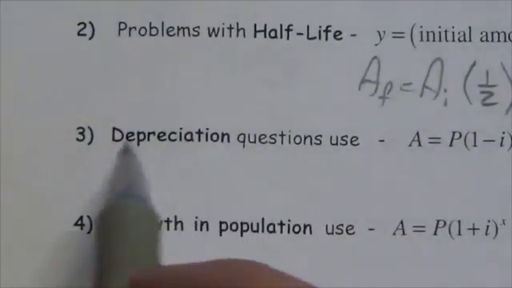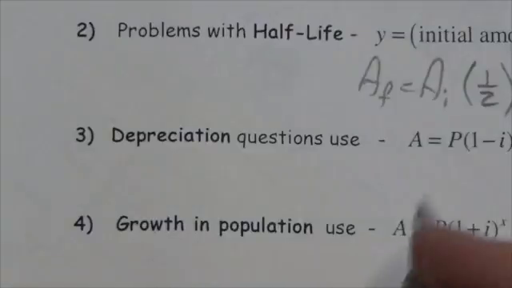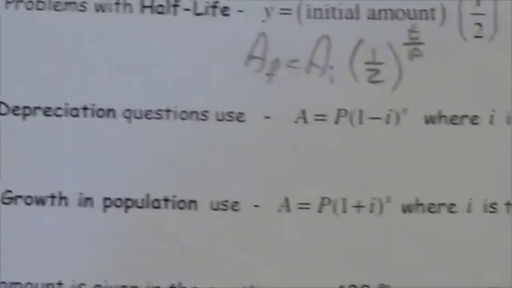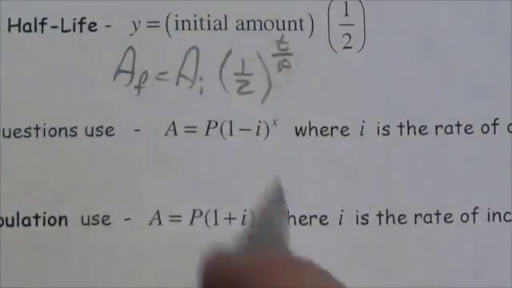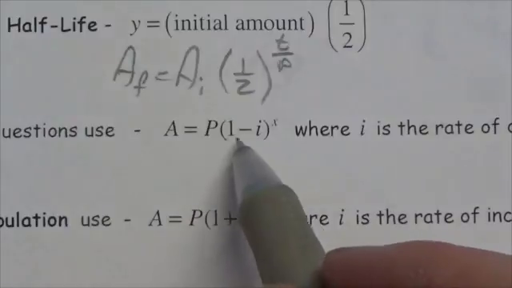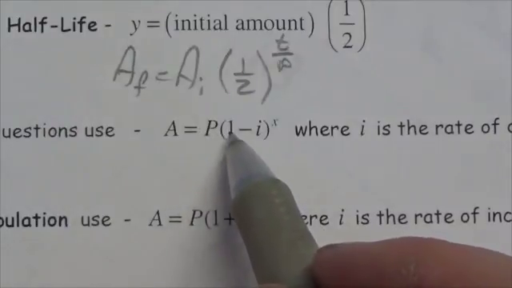Now, next we've got depreciation versus growth here. We have talked about these already, but now we're going to introduce a formula that's more commonly used here. This is our compound interest equation. Okay, now we've got this p equals 1 minus i here.